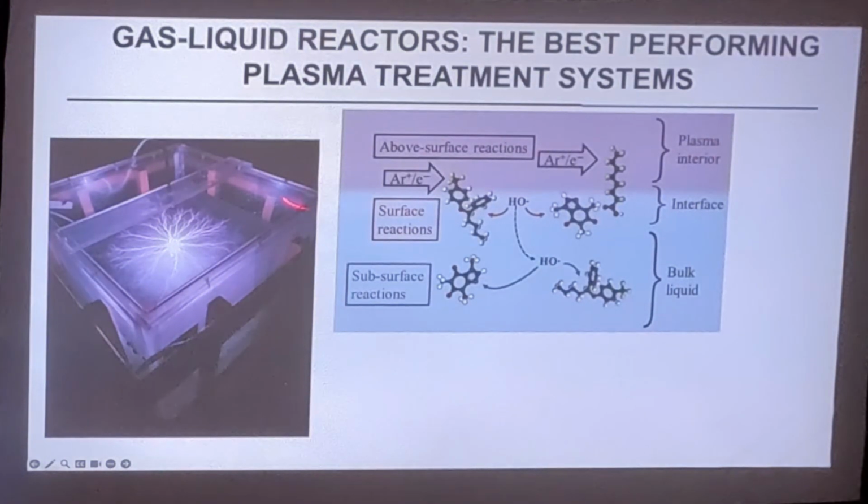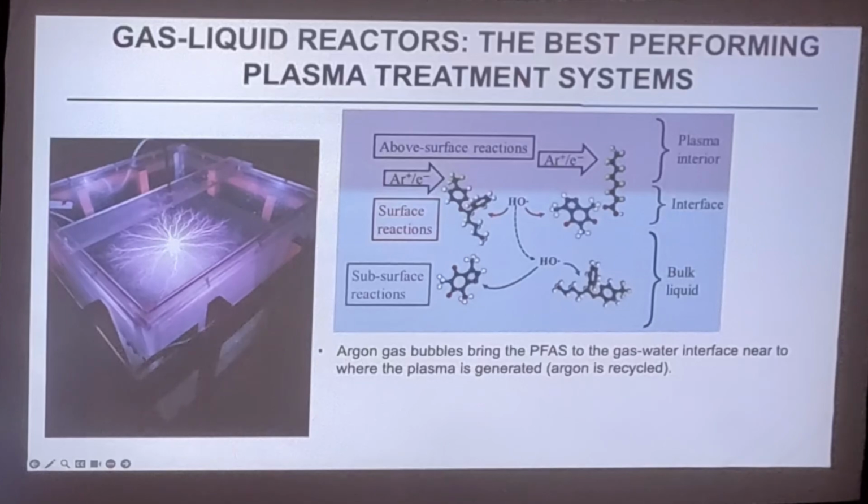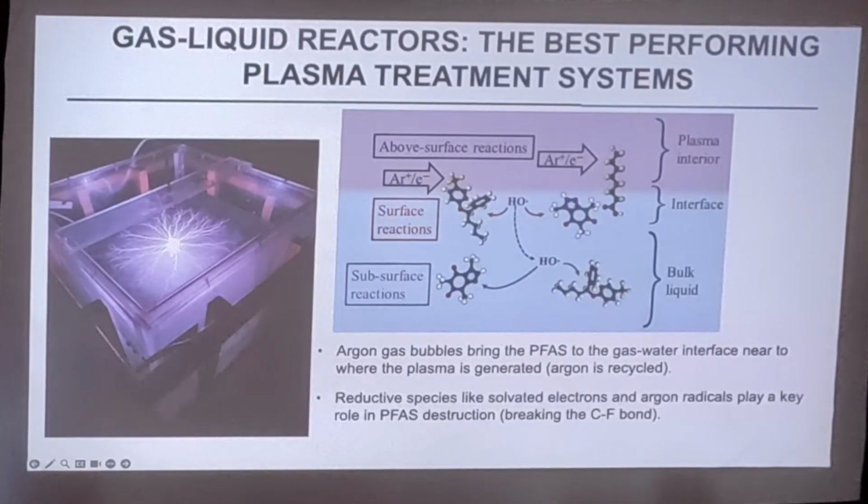The chemistry is interesting, largely unknown, but something we're working hard to understand better so we can optimize it. We use argon gas, as I mentioned, because it's easiest to generate plasma in argon gas, and then we recycle that argon gas to keep costs down.